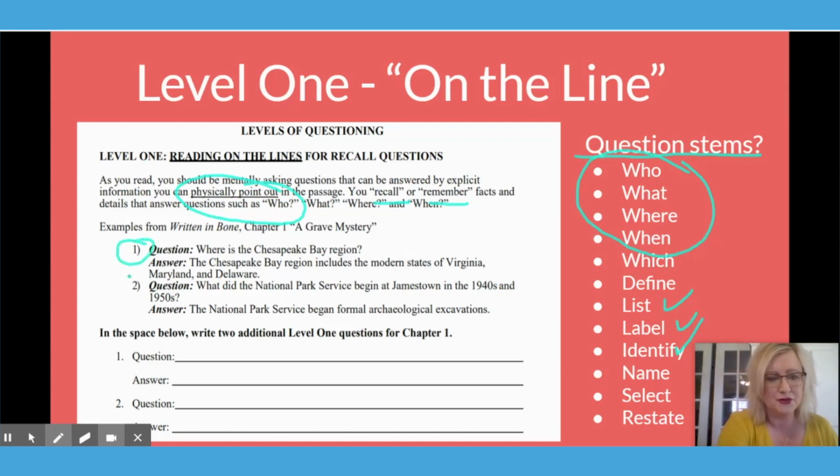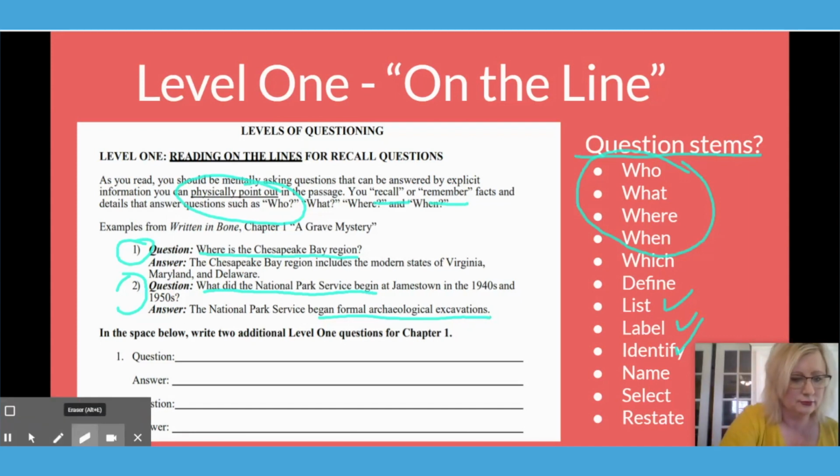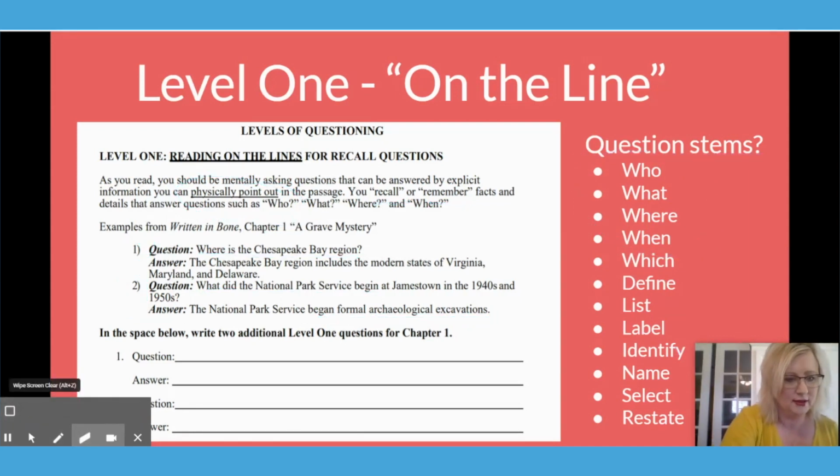Now, there are a couple of examples for us here, like where is this region? And it has a very simple word for word answer. They can literally copy it word for word from the text. And then here's another one. What did the National Park Service begin? Very clearly where it is, what time period, and your answer is, again, very clear, very straightforward. These are probably the easiest questions to both write and answer. So let's look at, again, a level 2.